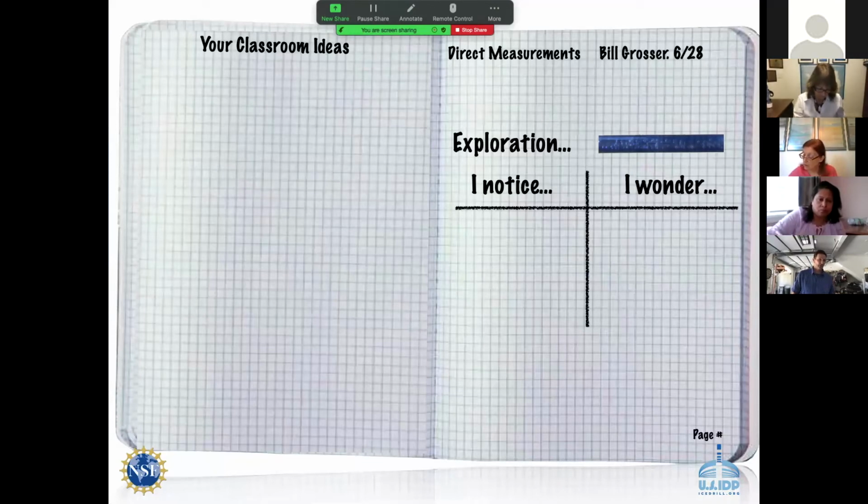Go ahead and write in your own notebook 2 to 5 things that you notice, and then go ahead and type 1 or 2 things on the screen. And again, just somewhere on the left-hand side of my screen, somewhere on the right-hand side. It doesn't have to be underneath my T-chart.